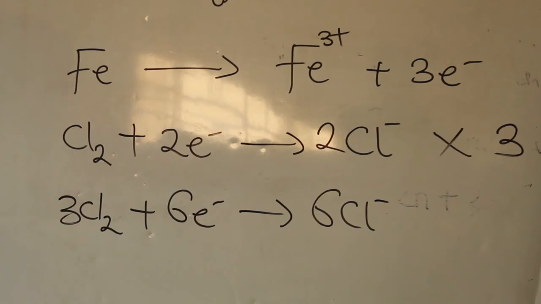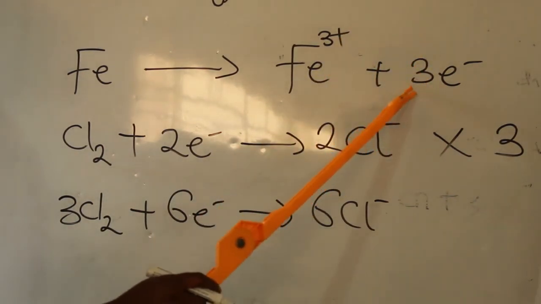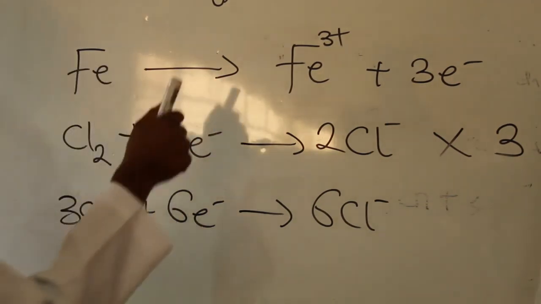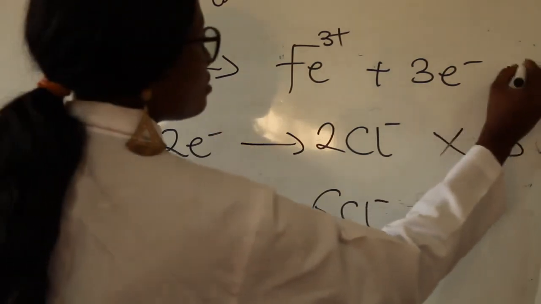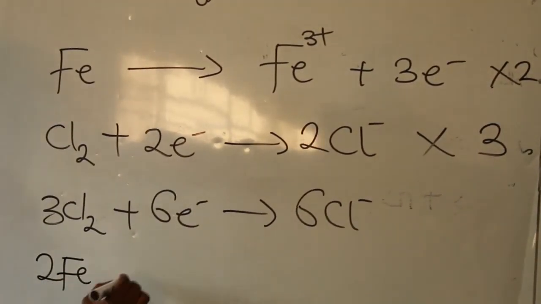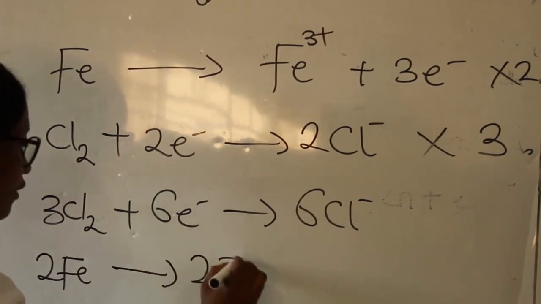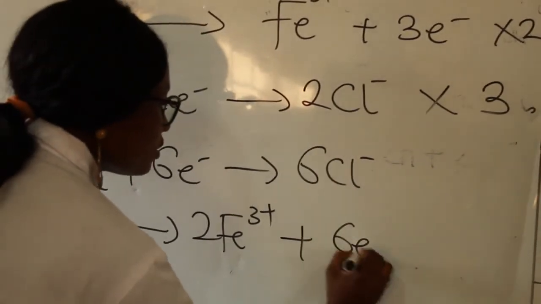Alright? Now, this is 6 and this one is 3. What do you do to this one to make it 6? Multiply this equation by 2. So you come down here, times 2. You have 2 iron, give you 2 of this plus 6 of this.